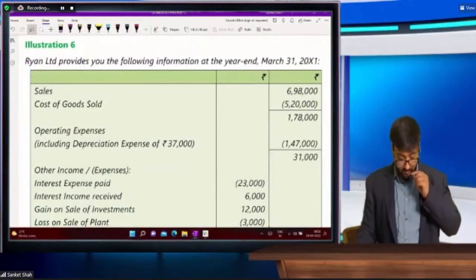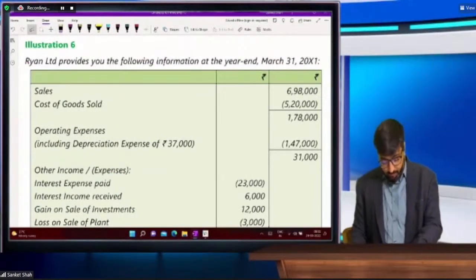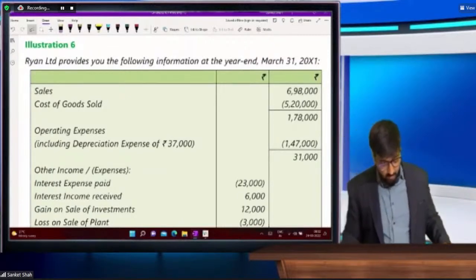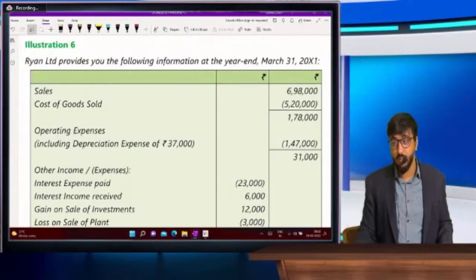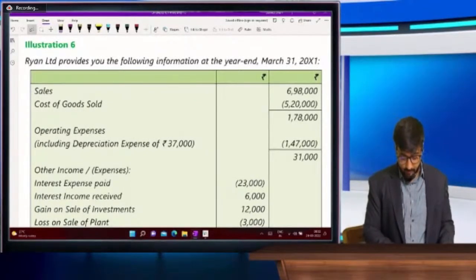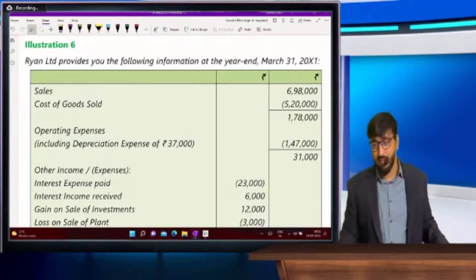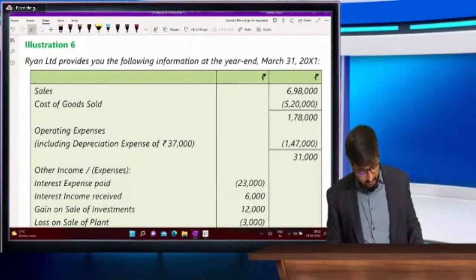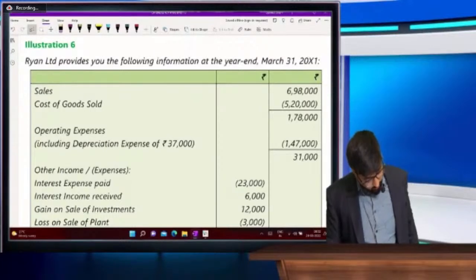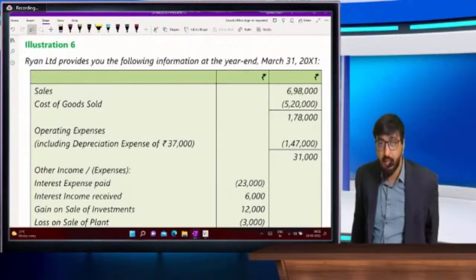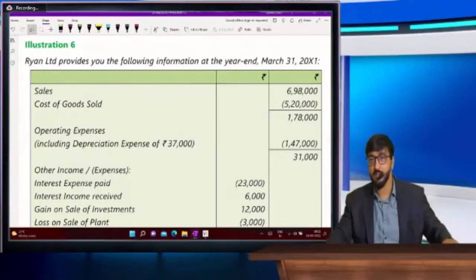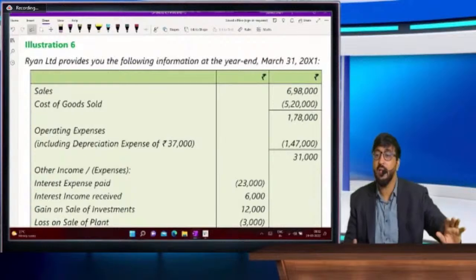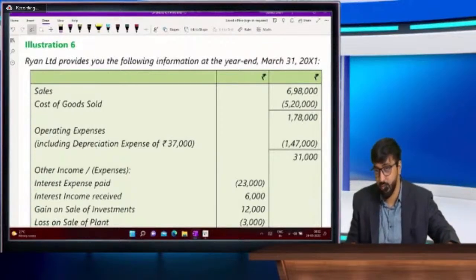Illustration number 6. Most important illustration. Friends, now please focus for next 45 minutes, because this question is really very tricky and conceptual clarity question. You have to give me answers. Yes, Muktaji, very good. So now everyone, focus for illustration number 6. It will clear all your concepts related to cash flow statement.